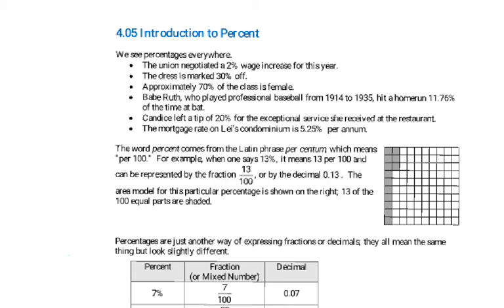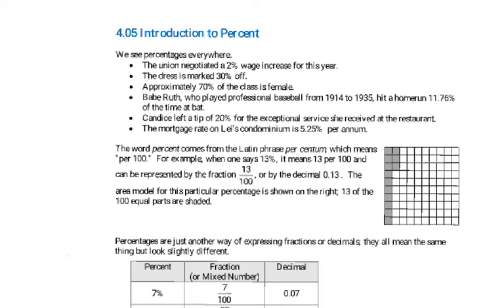Hi, in this lesson we're going to start working on percent. Percentages are something that we see everywhere. For instance, wage increases of 2% or discounts, or statistics are often done in percentages, whether it's sports or something else. Leaving a tip is often a percentage of the meal at a restaurant or a service. Mortgage rates or lending rates or line of credit or a car loan, often those are also done as percentages.